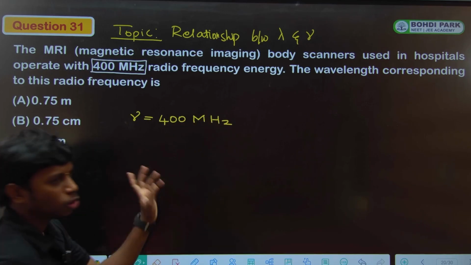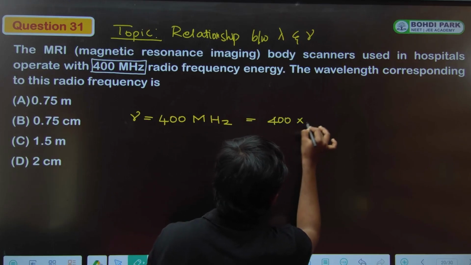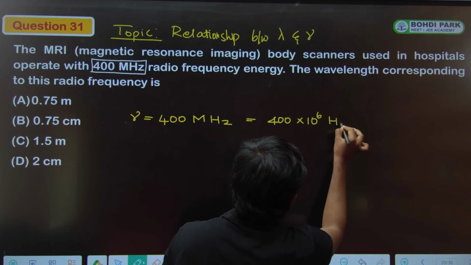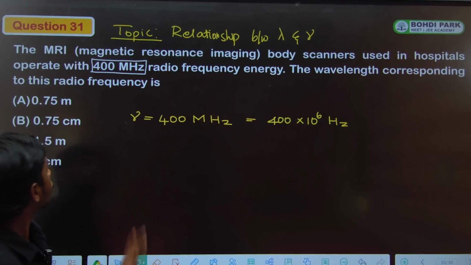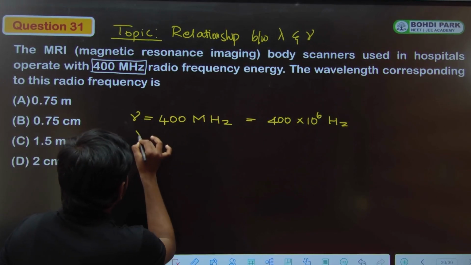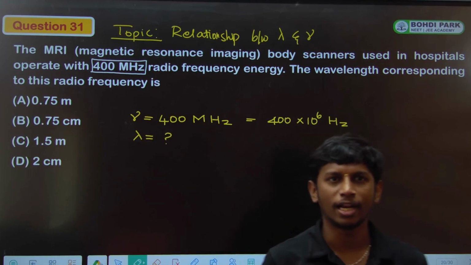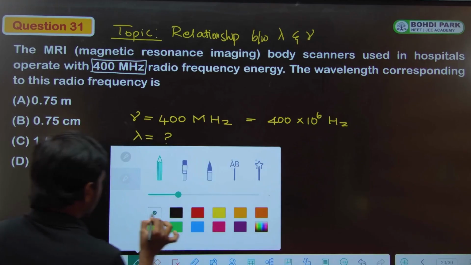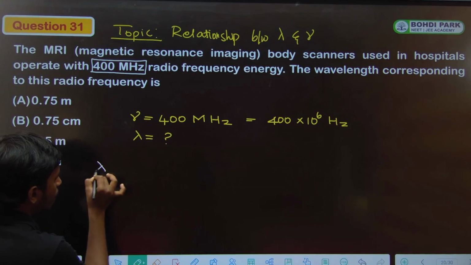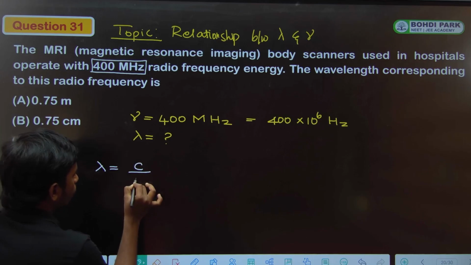Mega means 10 to the power 6, which is 400 into 10 to the power 6 hertz instrument they are using. What is the wavelength of this radio frequency? Lambda value எவ்வளவுன்னு கேக்குறாங்க. நமக்கு தெரிய வேண்டிய ஒரே ஒரு ஃபார்முலா என்ன அப்படின்னா, what is the relationship between lambda and mu? So don't forget this formula. This formula is that lambda is equal to c divided by mu.